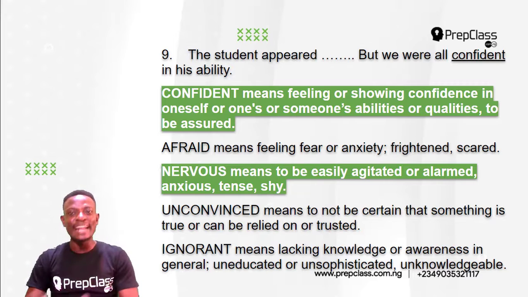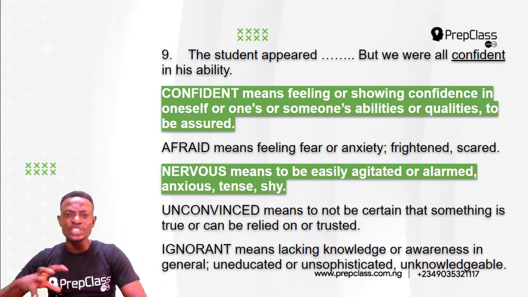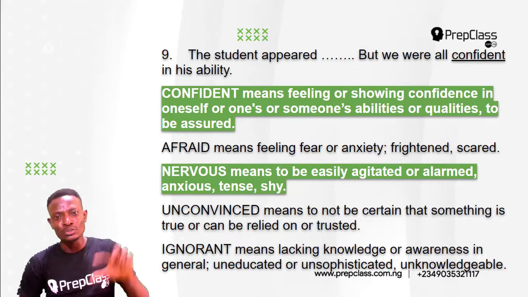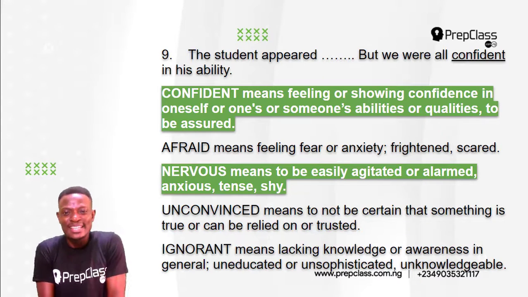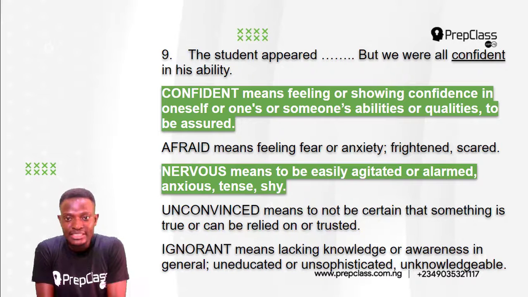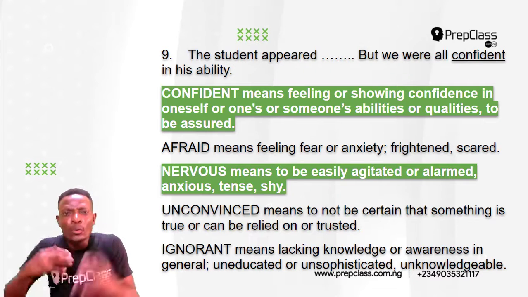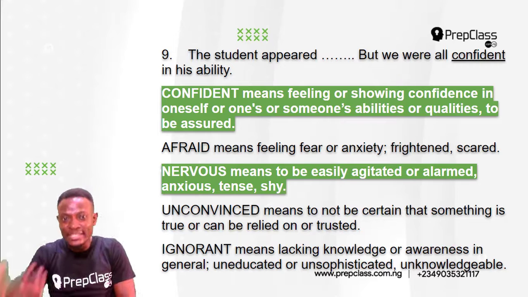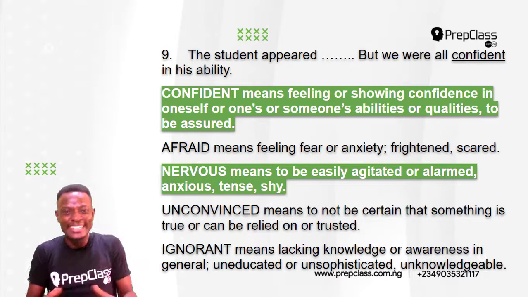The student appeared dashed, but we were all confident. We were all assured in his ability. We were not shaky about his ability. Now, the student appeared nervous. When he came out, he was nervous. He was not confident of himself. He was agitated. He was alarmed. He was anxious and tense. He was shy. But we were all confident because we know what he can do. We were all confident in his abilities, even though he himself was nervous.